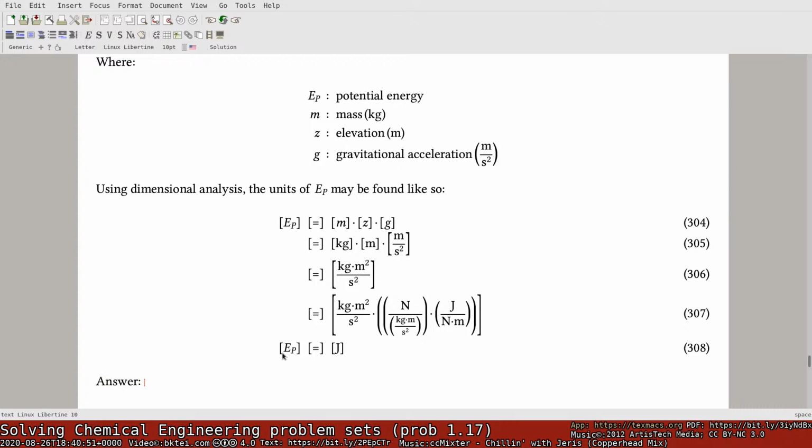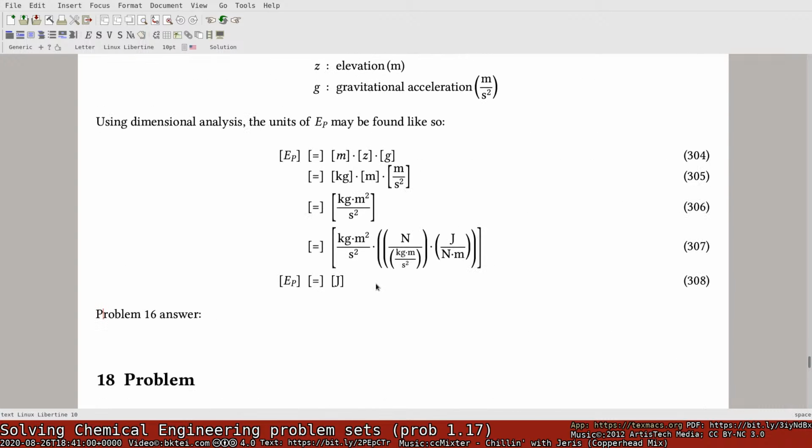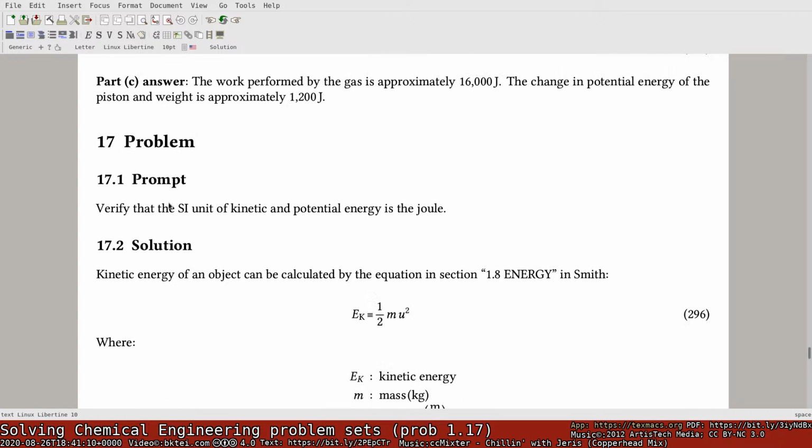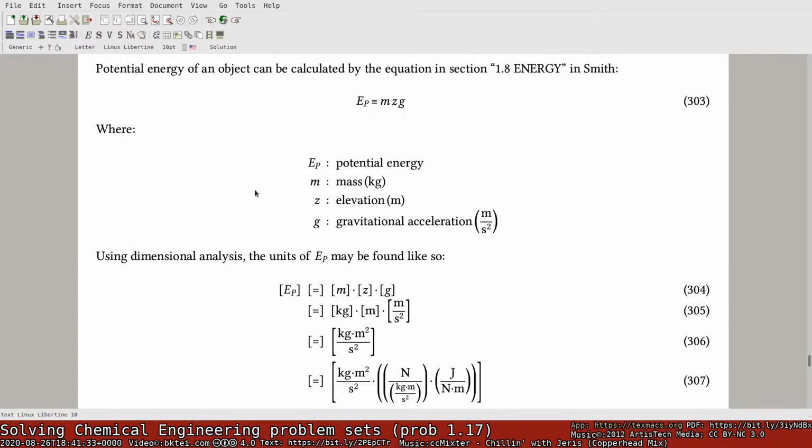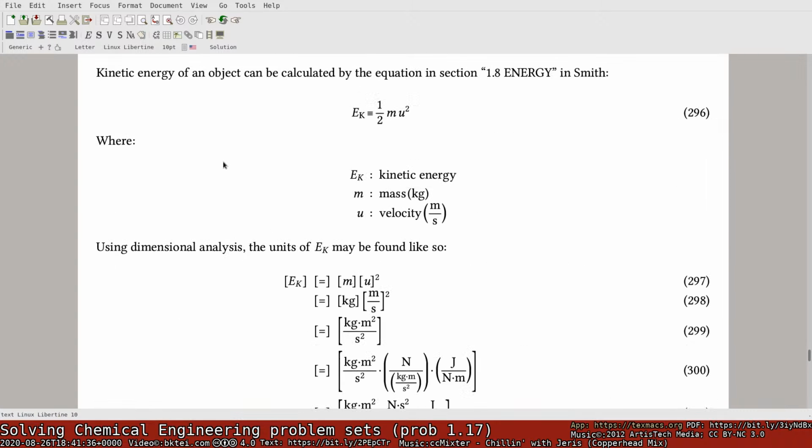Answer. Problem 17 answer. Okay. Units of kinetic and potential energy are in joules. Great. Okay, that's pretty much it.